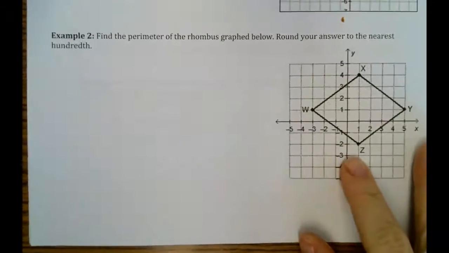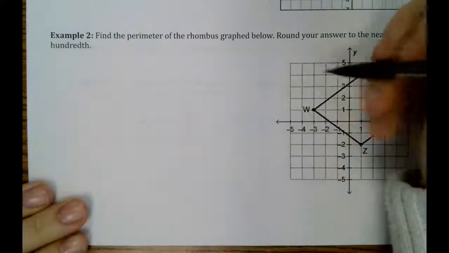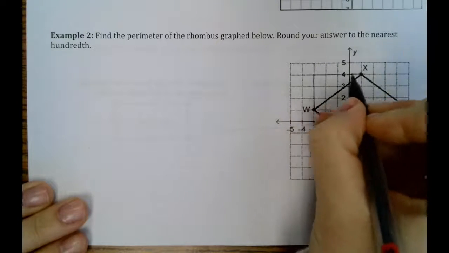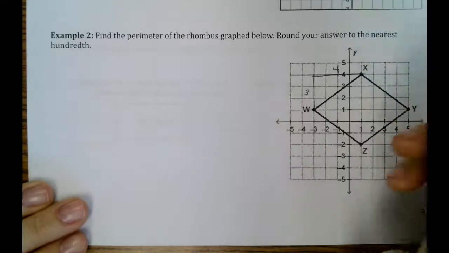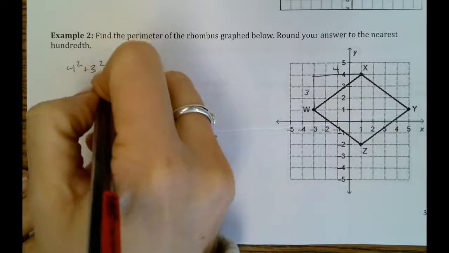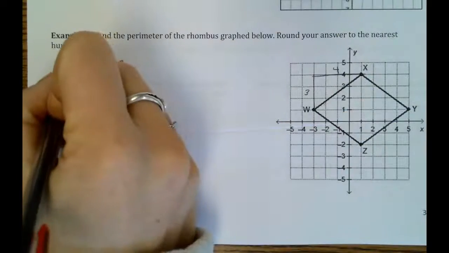Okay, example 2 is a rhombus, and we know for a rhombus that all of the sides are congruent. So all we have to do is find one side and then multiply that by 4 to get our perimeter. So it looks like we have a triangle with 4 and 3. So our sides are 4 and 3. So this is going to be our C. This is going to be our hypotenuse.